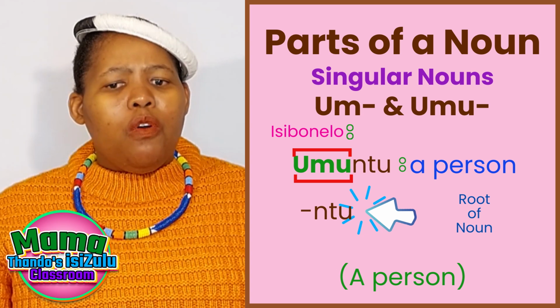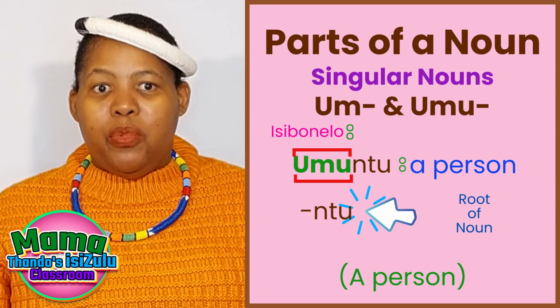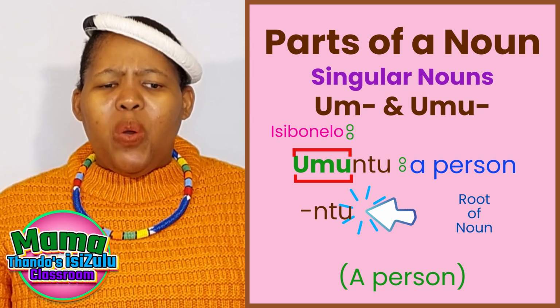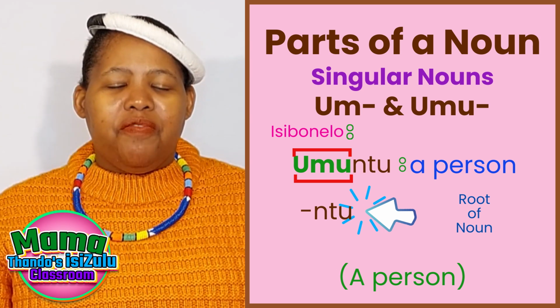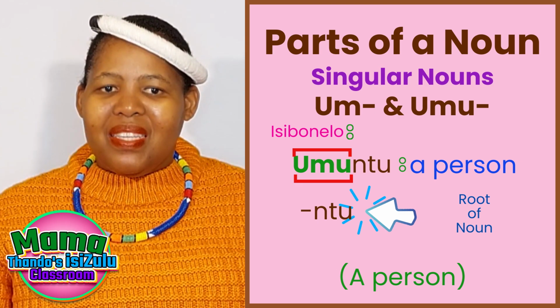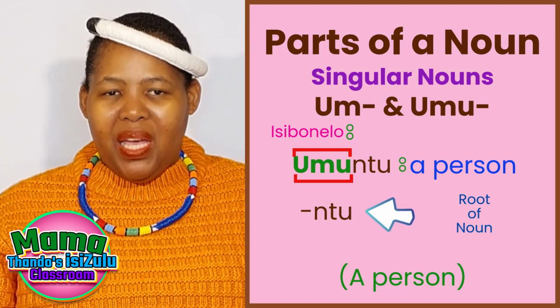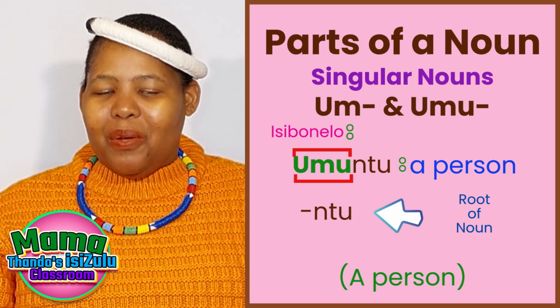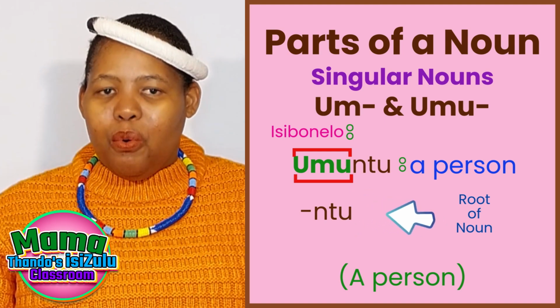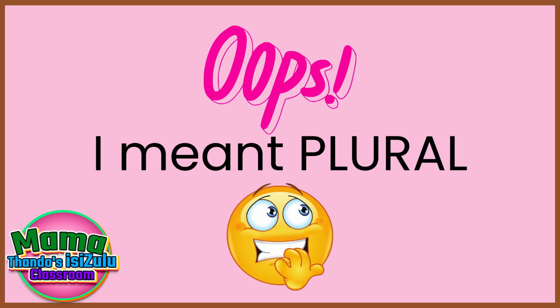So we are now going to change the noun to people. That's plural. Yebo, we will erase the singular prefix. And for this noun, the prefix is, yebo mngani, we look at these two prefixes we have, and umu. And so this one, its prefix is umu. Now let's erase that. Then we will write the plural prefix, which is aba.